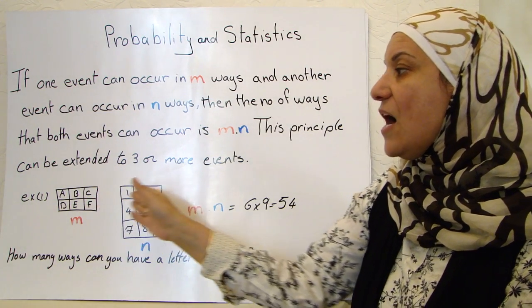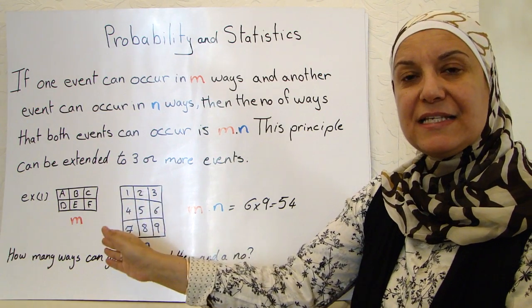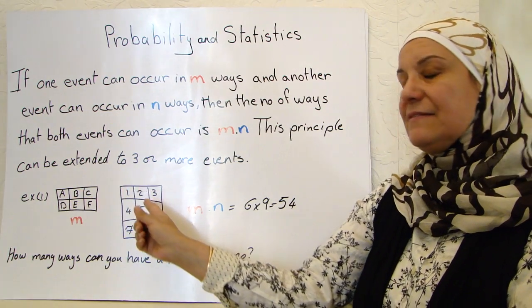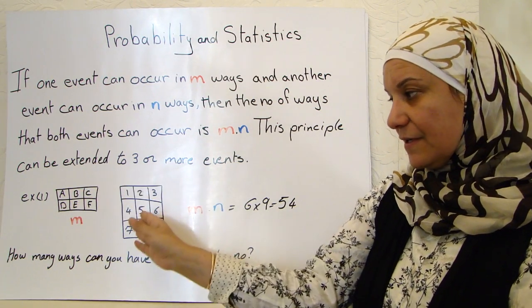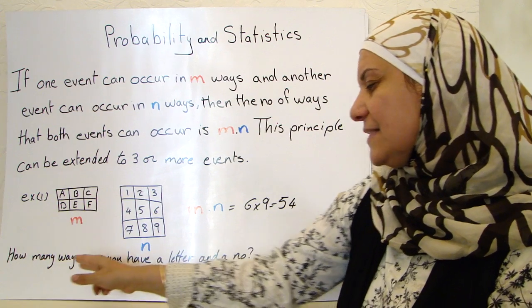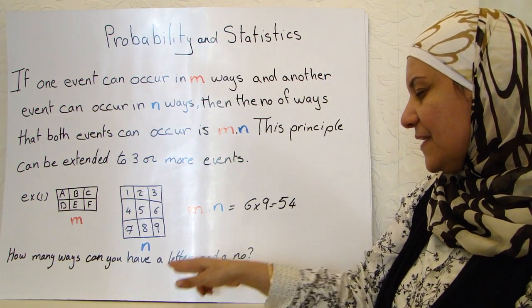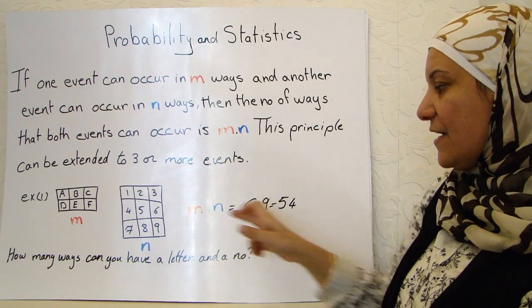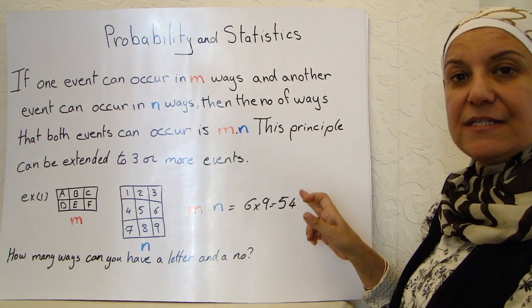Okay? That is how many times this can happen. How many times can I have a number and a letter together? How many ways can you have a letter and a number? That is what we have here. A letter and a number together, I can have 54 times.